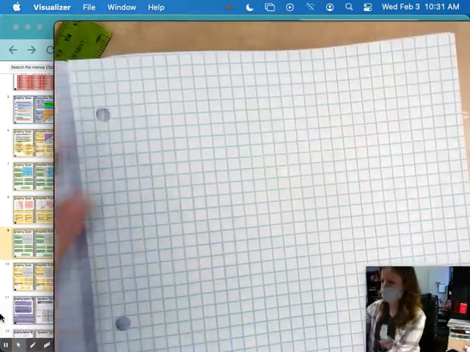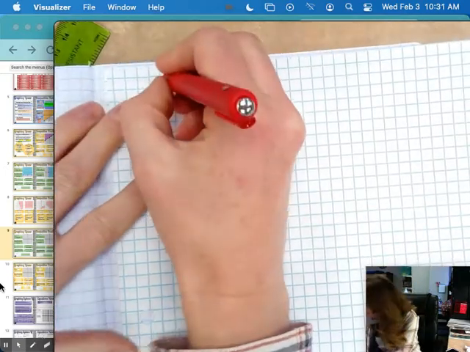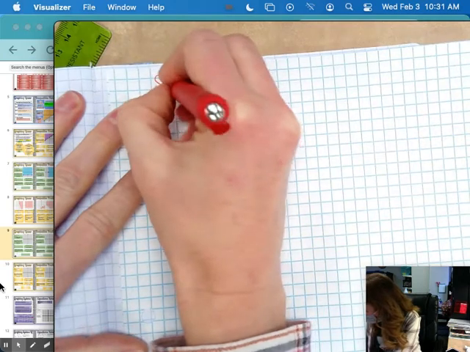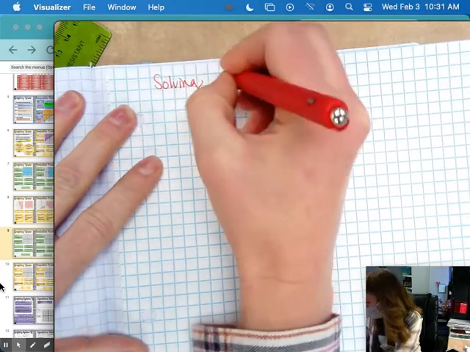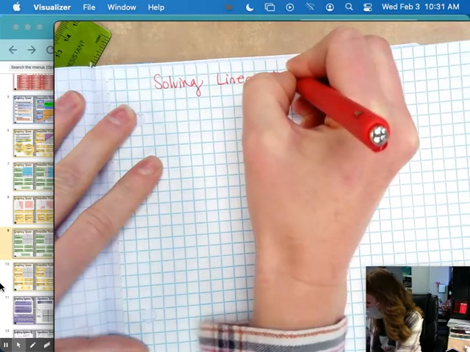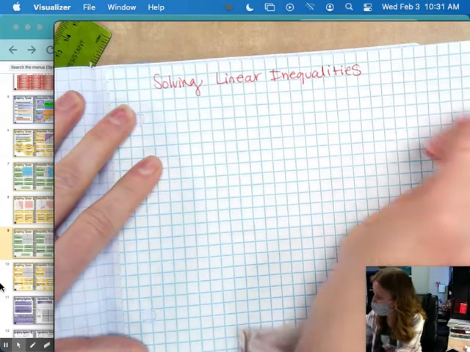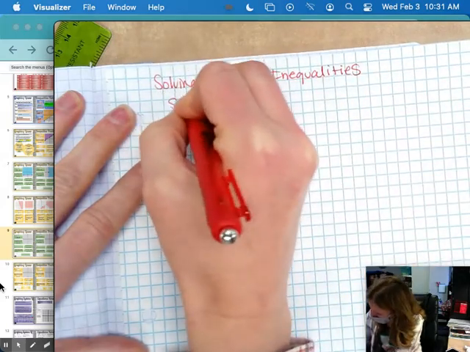So I'm going to label the next page of my journal. Solving linear inequalities. Slides 9 and 10.